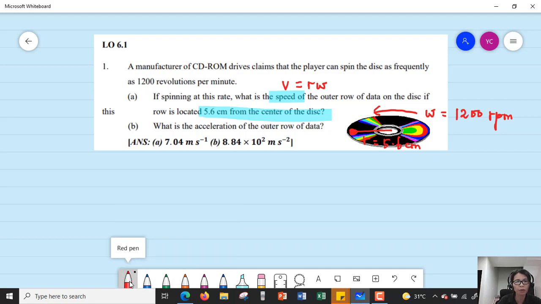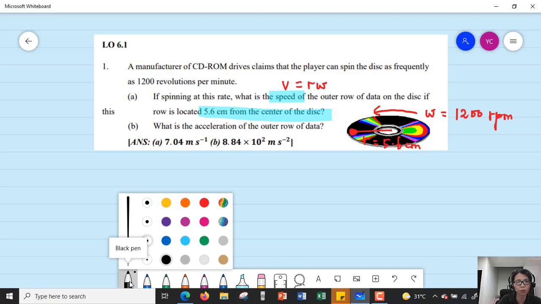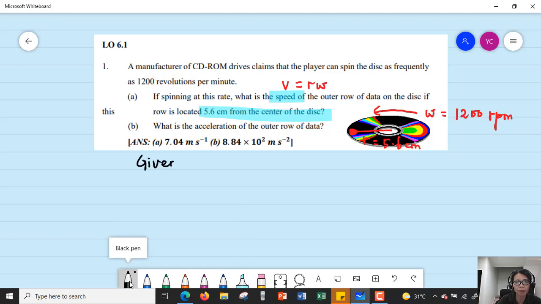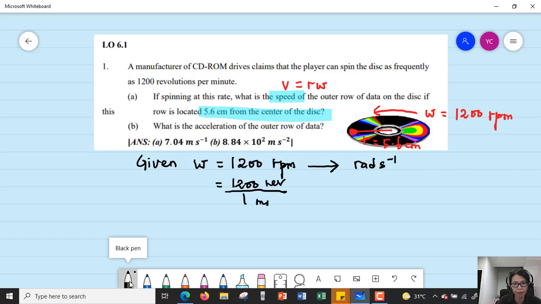Anyhow, before we solve the questions, we have to do unit conversions. We are given the angular velocity is 1200 revolutions per minute, but we have to change it to radians per second because the SI unit for angular velocity is radians per second. So 1200 revolutions per 1 minute. I'm going to change it to radians per second.